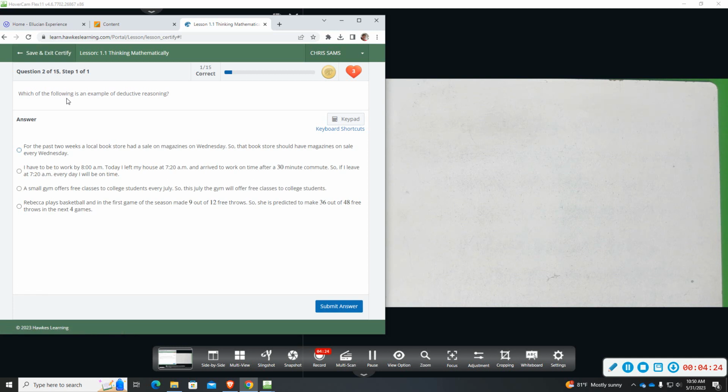And then number 2 is deductive reasoning. So this one is, again, based on the facts. We're going to do an exact calculation and get something that we know will happen for sure. So for the past 2 weeks, local bookstore had magazines on sale on Wednesday. So the bookstore should have magazines on sale every Wednesday. So the should is they're not sure. And again, if you do shopping, sales happen weekly or bi-weekly, and then they discontinue. So just because they had one doesn't mean it's going to continue every week.